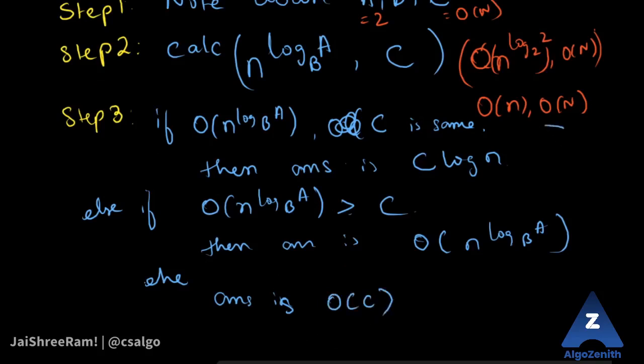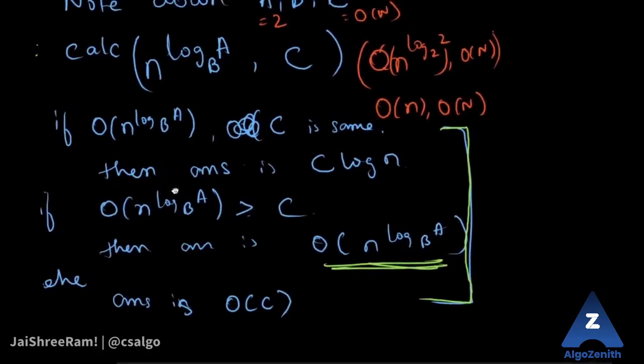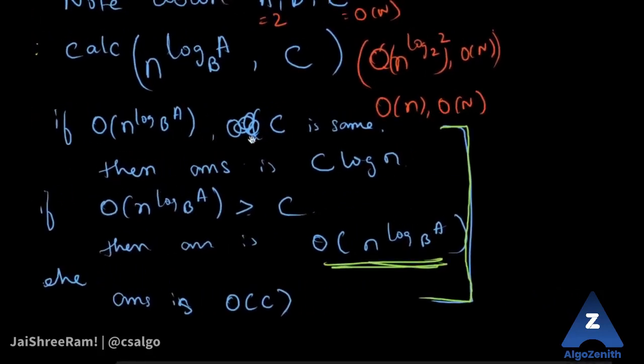So this is the exact technique. This part over here is what you will need to remember: just remember this term, n to the power log base b of a. This you need to calculate. Let's quickly run this on the merge sort that we were running over here. Both of them are the same, so the answer is c log n. C is order n multiplied by log n, which is order n log n. So this is the time complexity of merge sort.